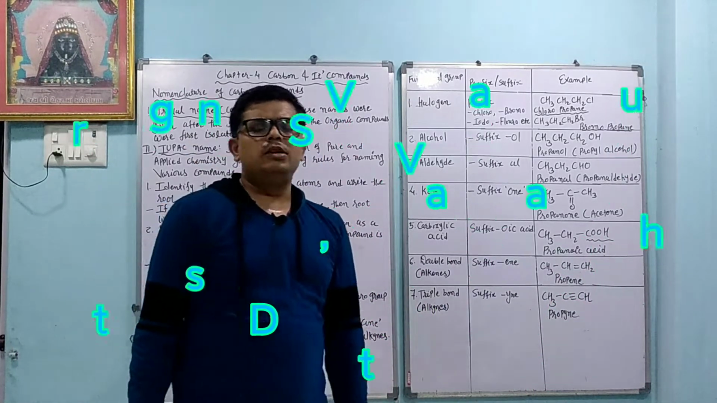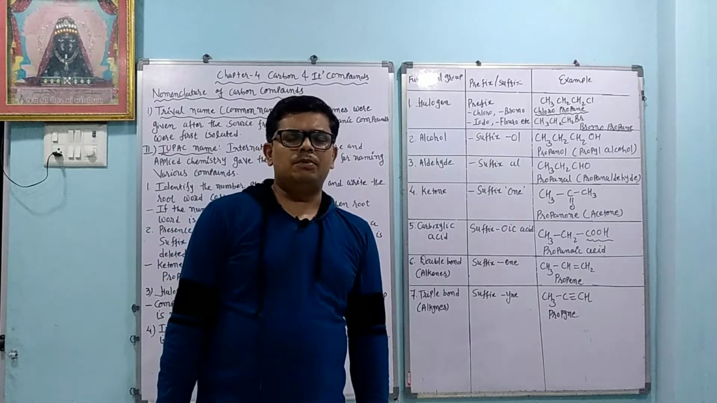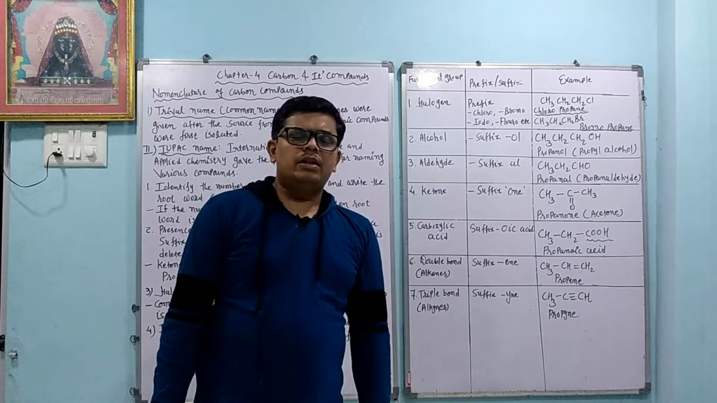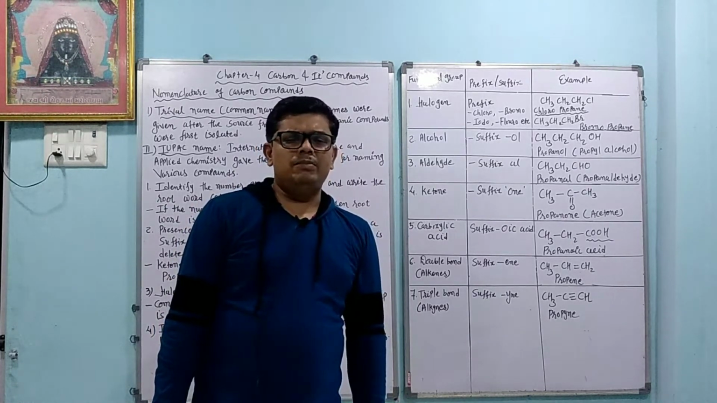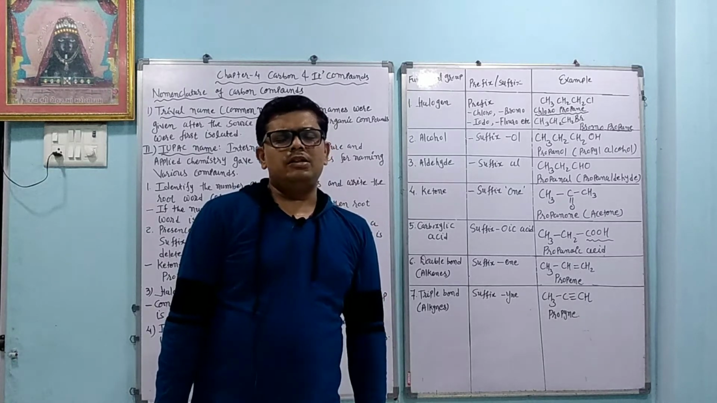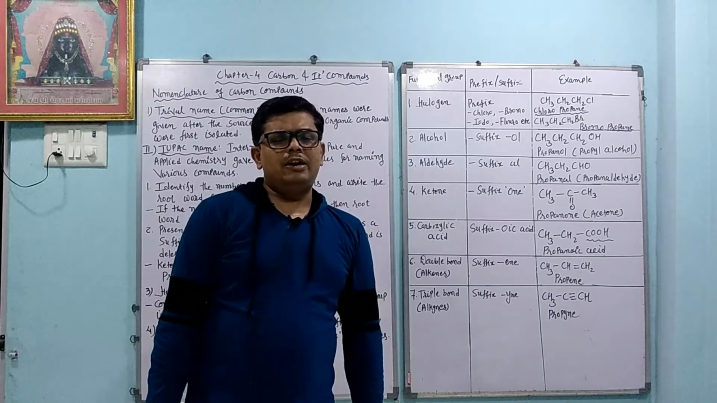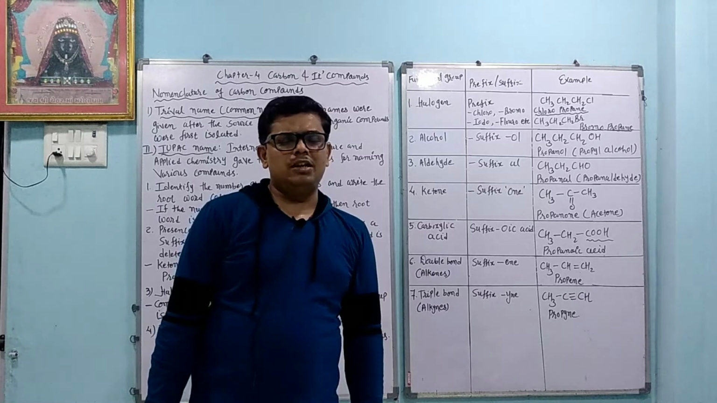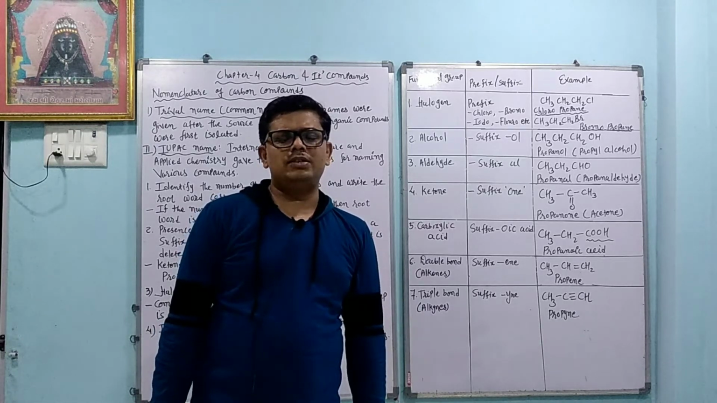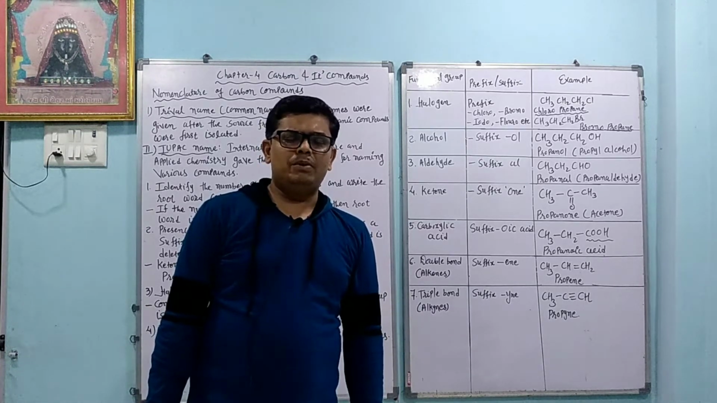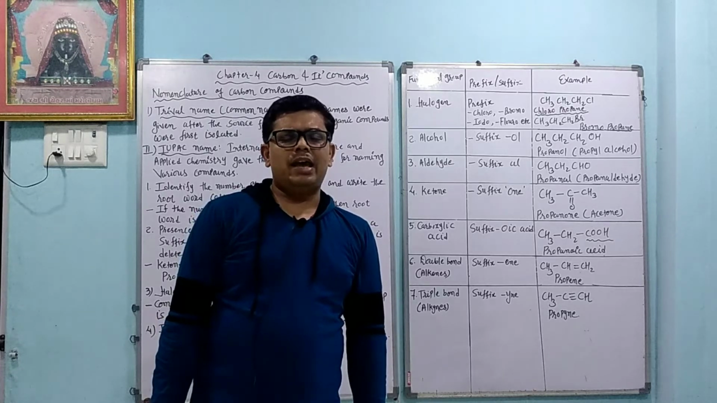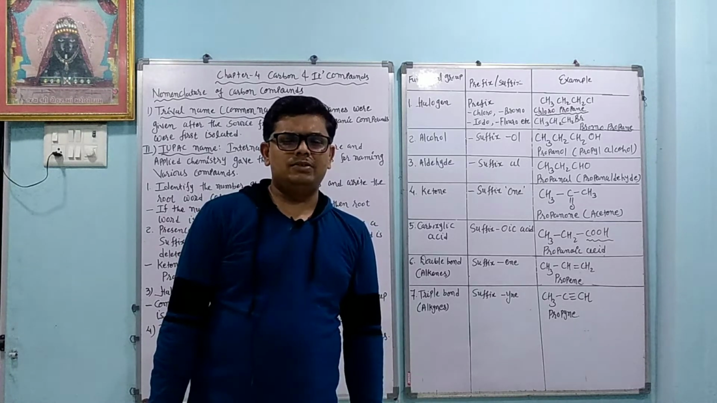Today we will continue chapter number 4, carbon and its compounds. Dear students, there are two names of every compound. One name is called the common name and the other is the IUPAC name. Like at home our name is different and our official name is different, in the same way all compounds have two names. So we have to remember both names because any one name can come in the exam.